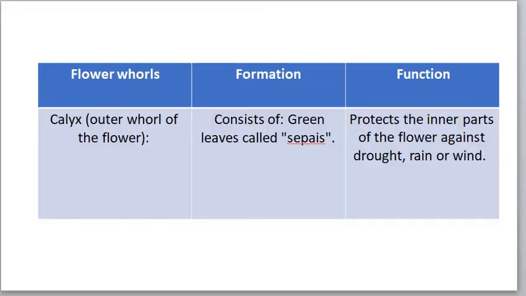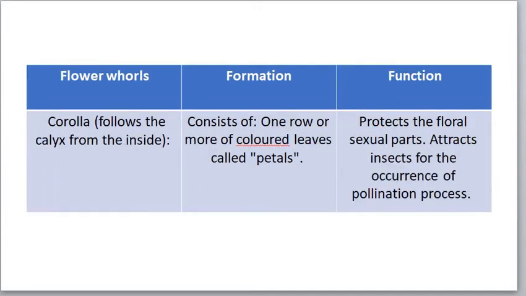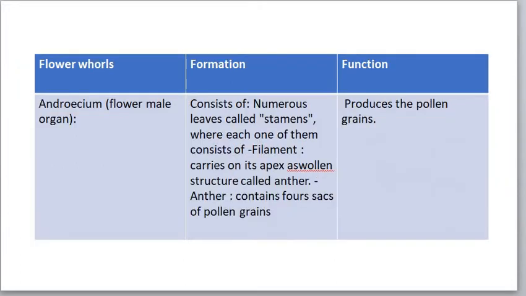The first whorl of the flower is called the calyx, the green part, a sequence of sepals, and its function is to protect the inner part of the flower. The second part is called the corolla, the colored part, and it attracts insects and protects the sexual parts of the flower.